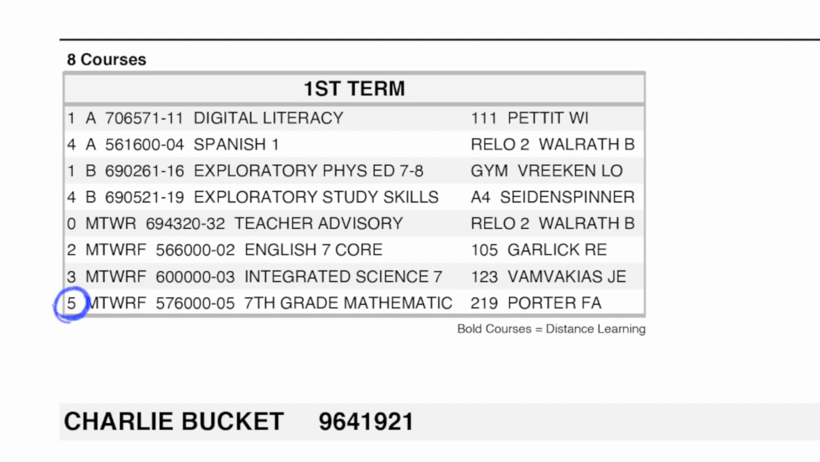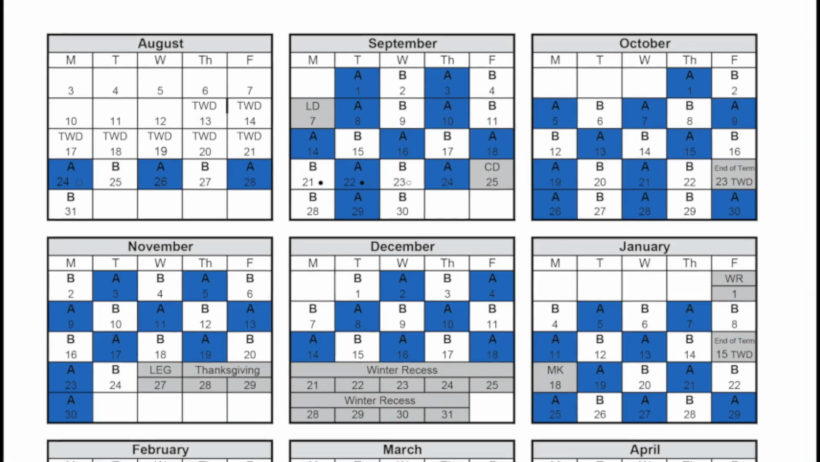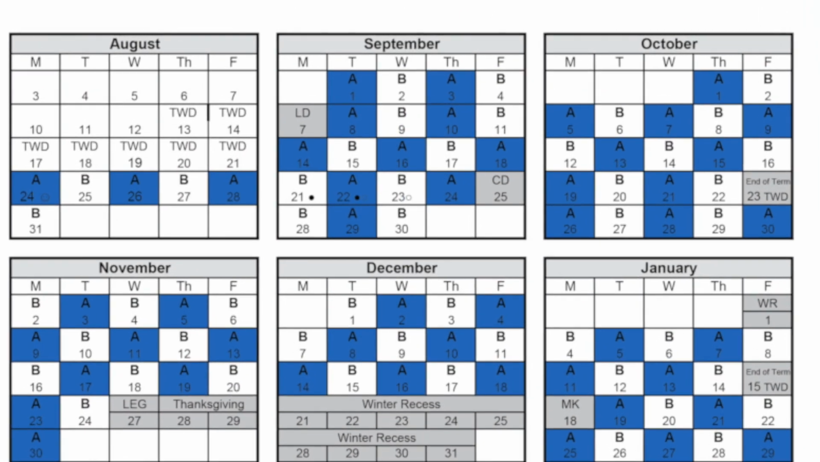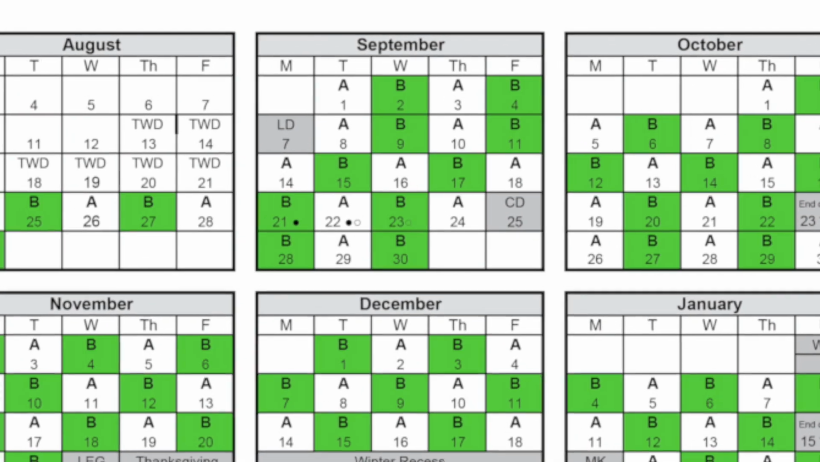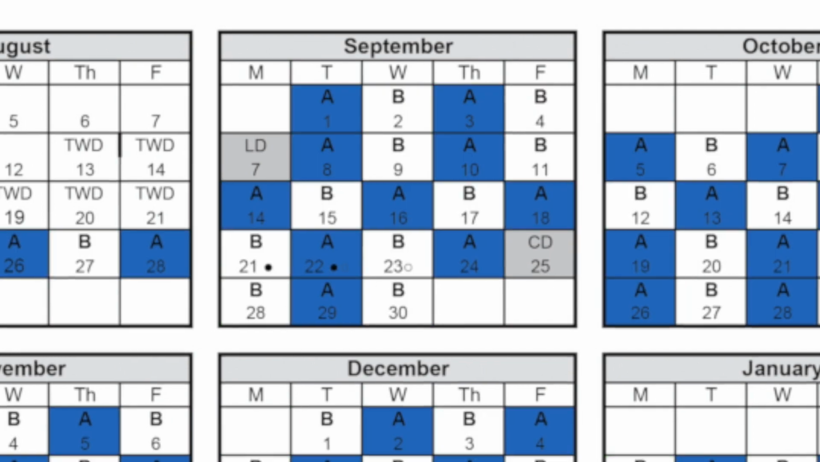Before we jump into it too much, let me explain A days and B days. Every other day is either an A day or a B day. If yesterday was an A day, then today is a B day. If yesterday was a B day, then today is an A day, and it alternates every day.